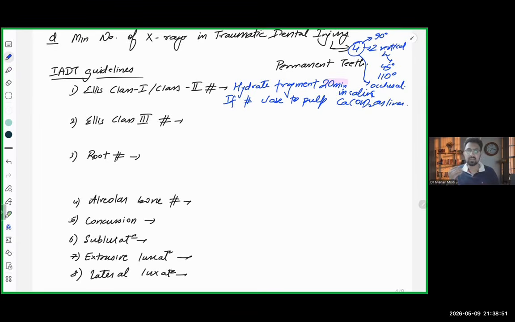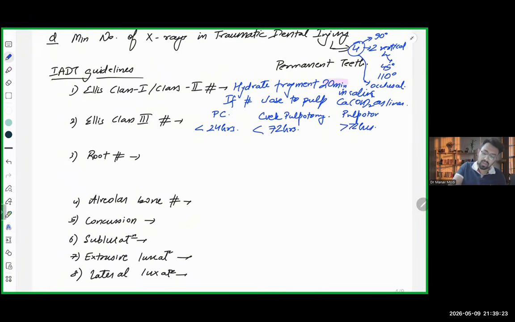Then we come to Ellis class 3 fracture. It has different protocols. If the fracture is less than 24 hours old, what will we do? We will do pulp capping procedure. If it is less than 72 hours, what will we do? We will do Cvek pulpotomy. And if it is more than 72 hours, we will do pulpotomy. And longer than that, we will have to do a complete RCT or a pulpectomy.